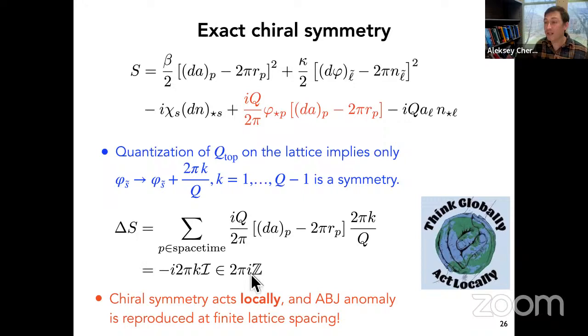So this is a symmetry. But if k was not an integer, this wouldn't have worked, and this would not have been a symmetry. So this is exactly what you want. This means Z_Q is a symmetry, U(1)_A is not. So we've just reproduced the ABJ anomaly on the lattice at finite lattice spacing. And chiral symmetry acts just as locally on the lattice as it does in the continuum, literally by a shift of a field that lives on sites. Okay. And this is possible because the global properties are correctly taken into account, basically.